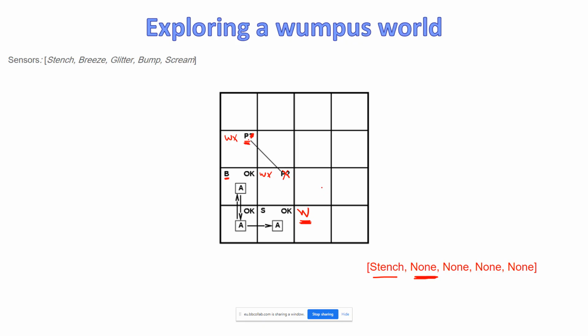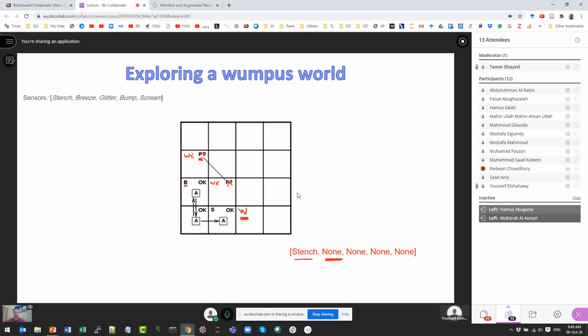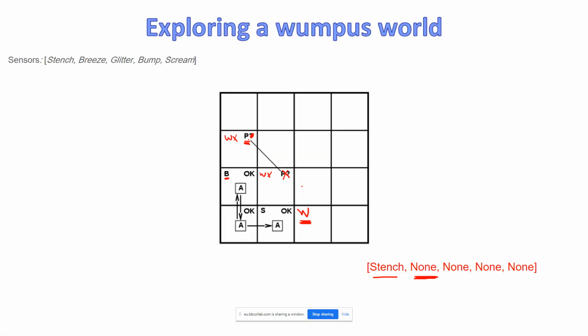Yusuf or Mahmoud, who has a question? Yusuf, go ahead. Okay, that's what we will study. That's what we will show, how we do it using the knowledge base. But in this example I'm trying to motivate the things that the agent will need to do.